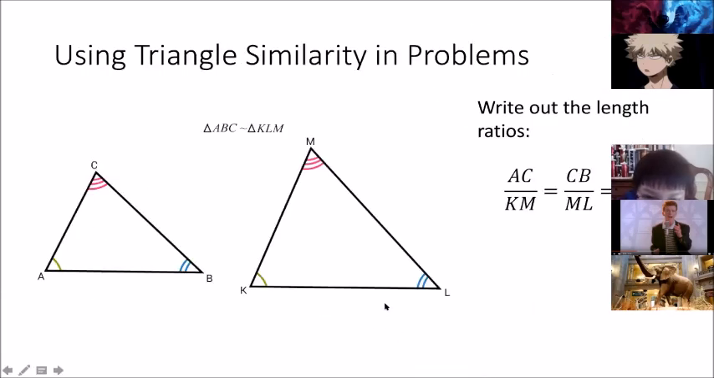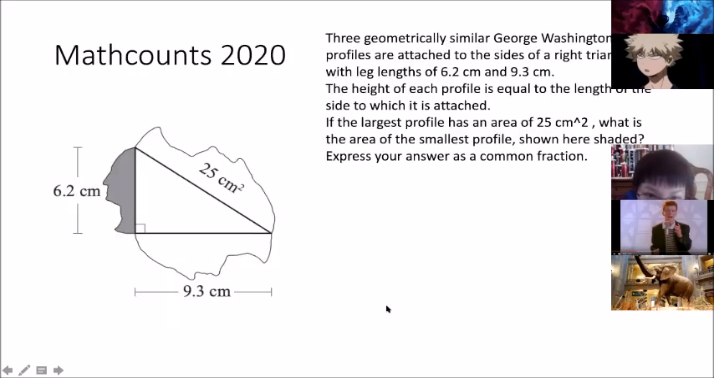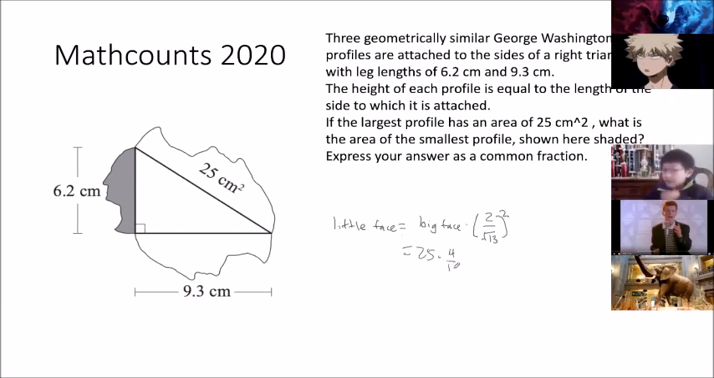So what this tells us is that the little face is equal to the big face times 2 over square root 13. And remember, we have to square this because it's side ratio squared. That's equal to 25 times 4 over 13, which equals 100 over 13. And that's our answer.